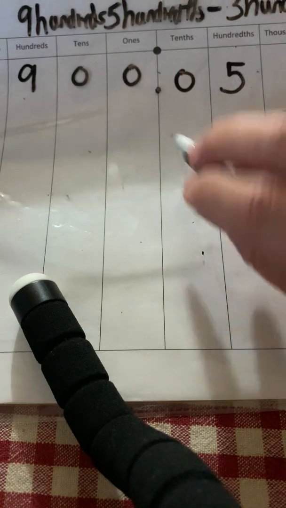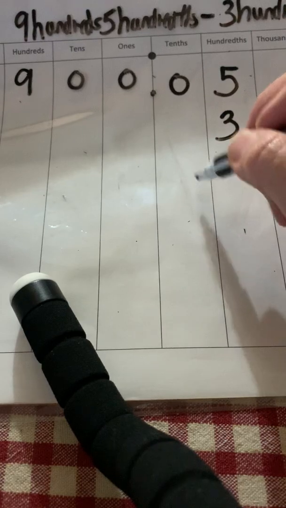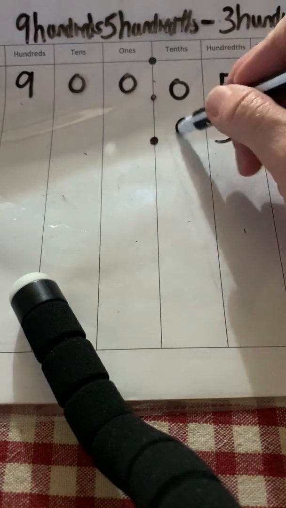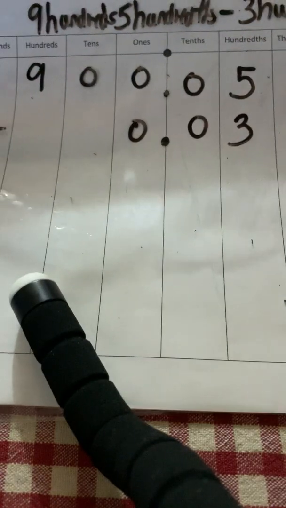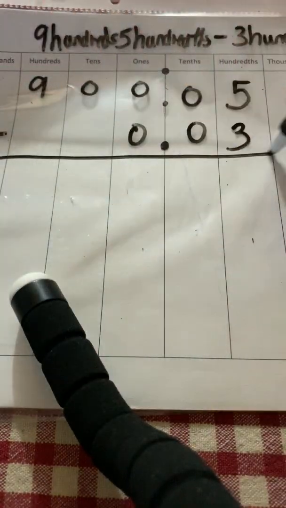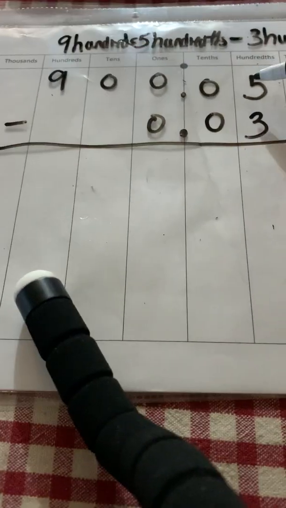We're going to subtract 3 hundredths. 3 hundredths. I definitely need the 0 here and here. That's how we write 3 hundredths. You could also put a 0 here and here if you want to. Then we're going to subtract. Now this time we're going to use what's called a chip model.